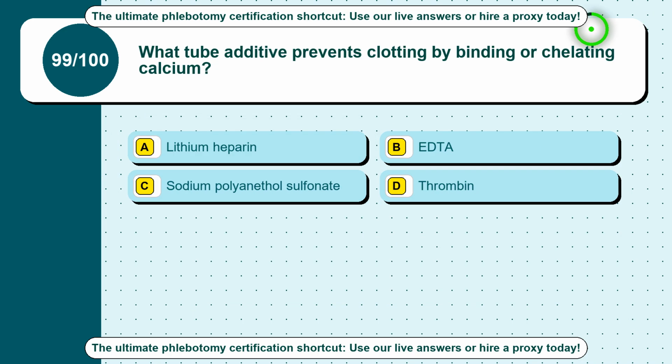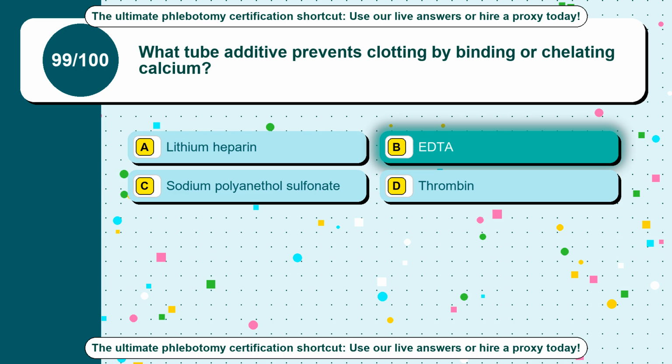Question 99. What tube additive prevents clotting by binding or chelating calcium? Option A, lithium heparin. Option B, EDTA. Option C, sodium polyanethol sulfonate. Option D, thrombin. The correct answer is option B, EDTA.